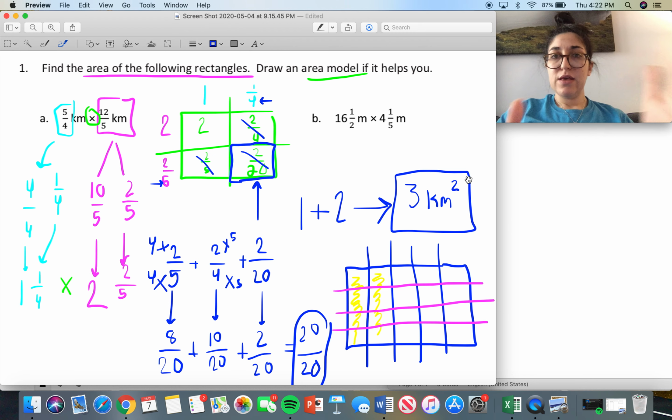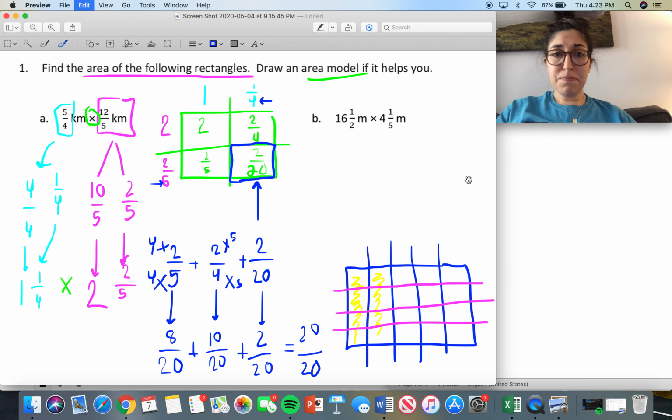But before I do that, if you want to look over what I just did here, pause it, look at it, right? Because I'm about to erase all of it. Goodbye.